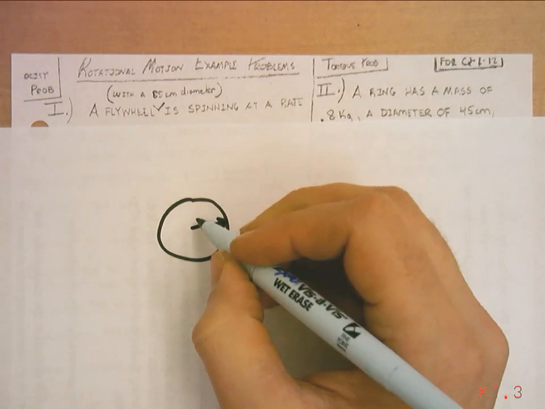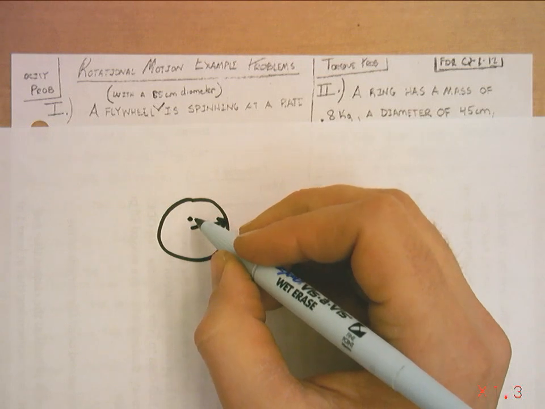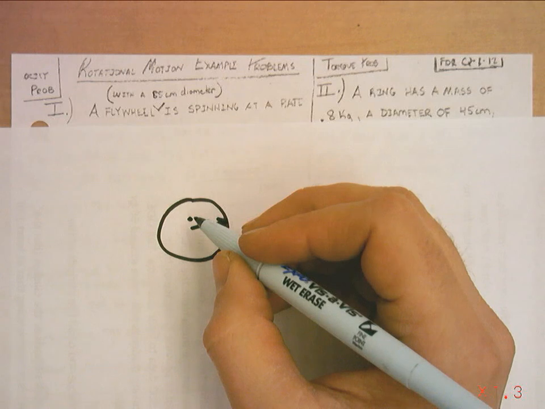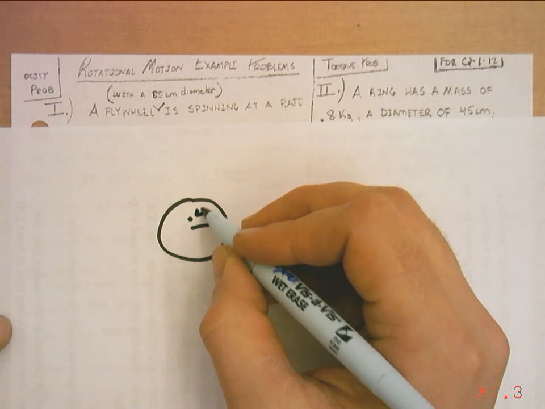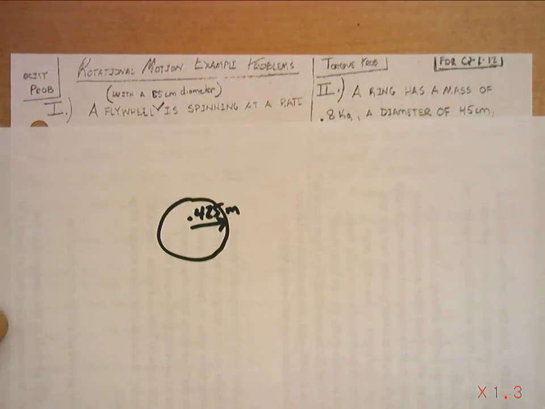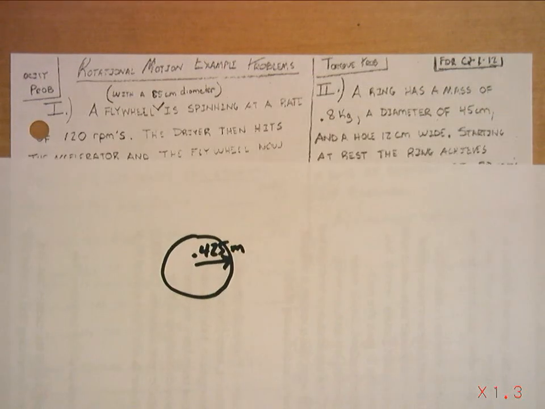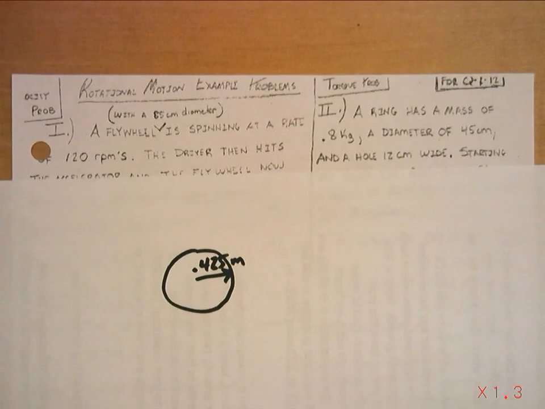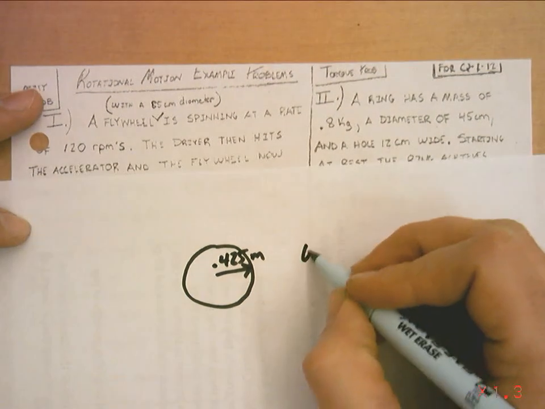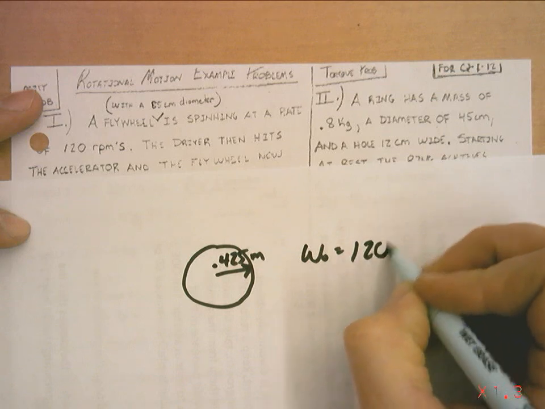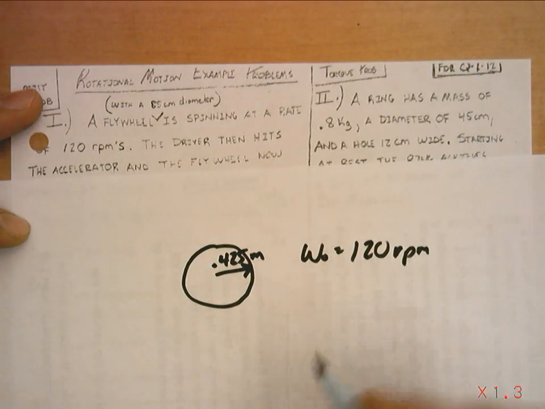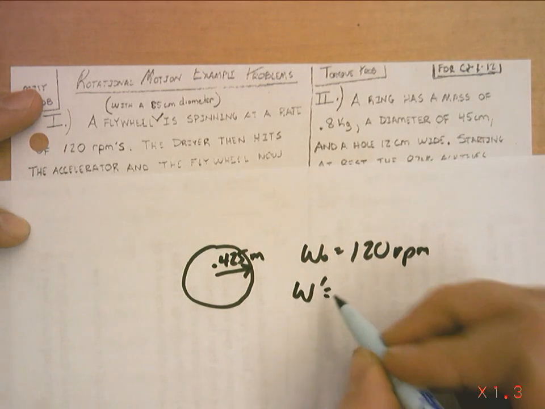Really, it has a radius of half of 85, so that would be 42 and a half, and turn that into meters, and that's 0.425 meters. So that's really our radius here of our flywheel. And it's spinning at a rate of 120 RPMs. So that would be W initial, 120 RPMs. And then afterwards we have W final.